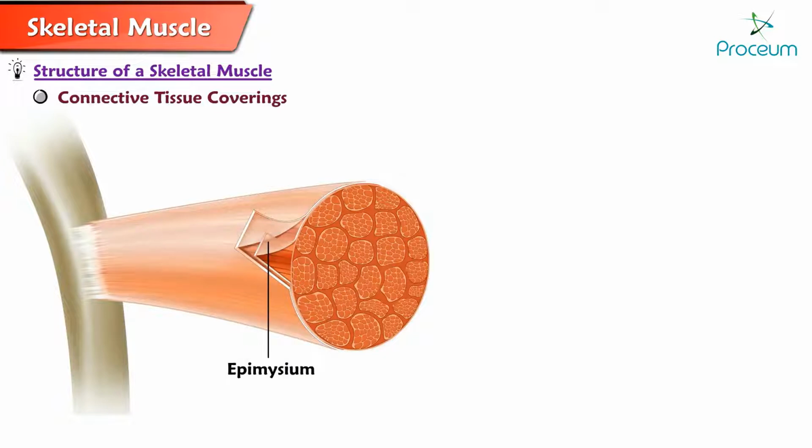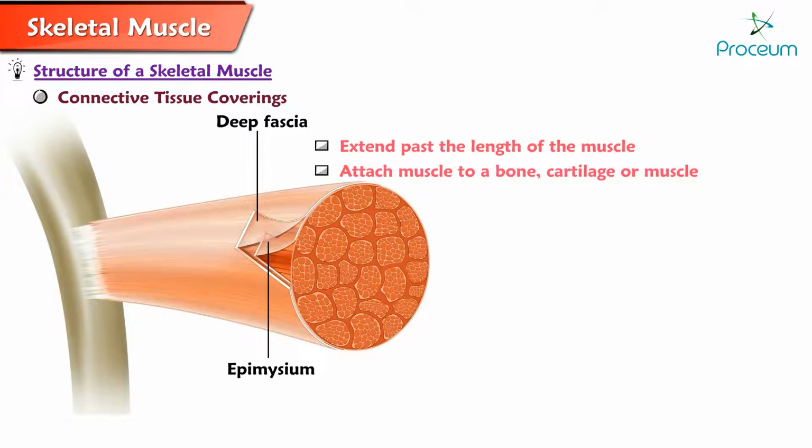Each skeletal muscle is then covered by a fourth, very tough fibrous layer of connective tissue called deep fascia. The deep fascia may extend past the length of the muscle and attach that muscle to a bone, cartilage, or muscle.